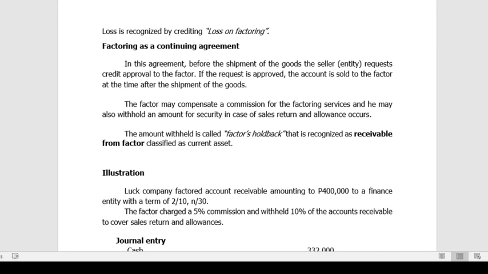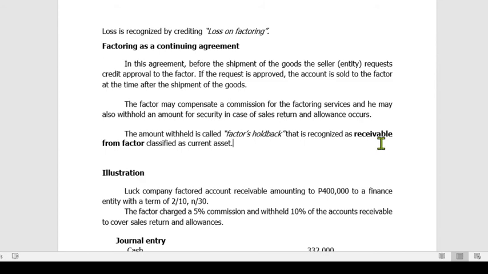Okay, next. Paano naman yung factoring as a continuing agreement? So kapag continuing agreement naman, ang sinasabi lang dito ay in this agreement, before the shipment of the goods, the seller, the entity, requests the credit approval to the factor. If the request is approved, the account is sold to the factor the time after the shipment of the goods. The factor may compensate the commission for the factoring services. He may also withhold an account for security in case of sales return and allowances. The amount withheld is called factors holdback.